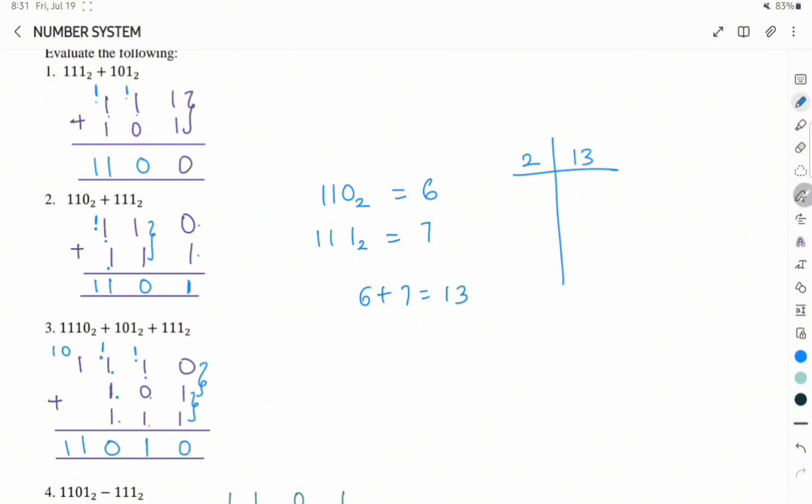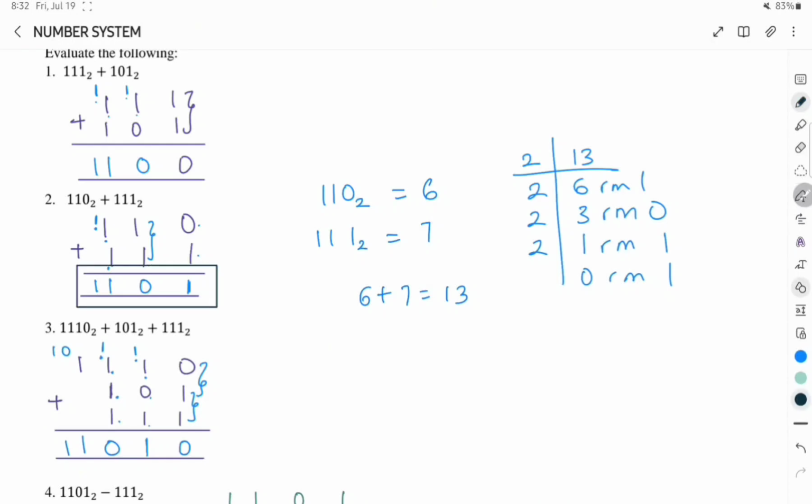13 divided by 2 will give us 6 remainder 1. 6 divided by 2 will give us 3 remainder nothing. 3 divided by 2 will give us 1 remainder 1. And 1 divided by 2 will give us 0 remainder 1. So reading from bottom to top, we'll have 1101 base 2. And you can see clearly that that's what we got here as the solution to the addition of 110 base 2 to 111 base 2.